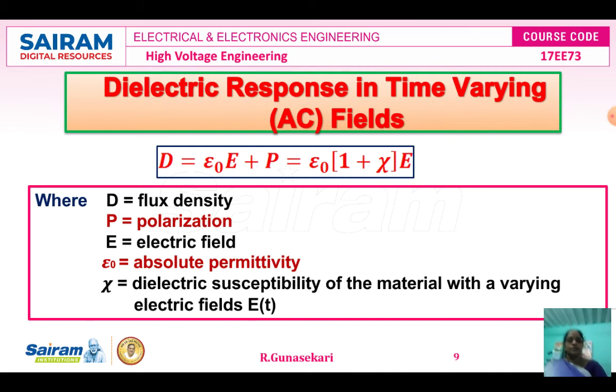The flux density D is calculated by using the formula epsilon naught E plus P, that is equal to epsilon naught into (1 plus chi) E, where D is the flux density, P is the polarization, E is the electric field, epsilon naught is the absolute permittivity, and chi is the dielectric susceptibility of the material, with a varying electric field E of t. E of t means the electric field E changes with respect to the time t.